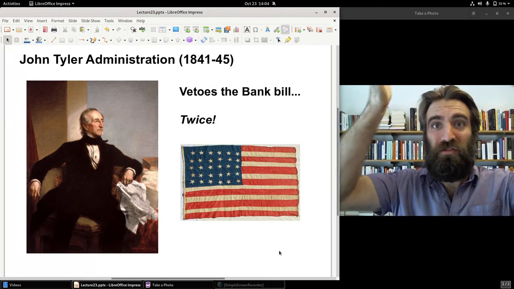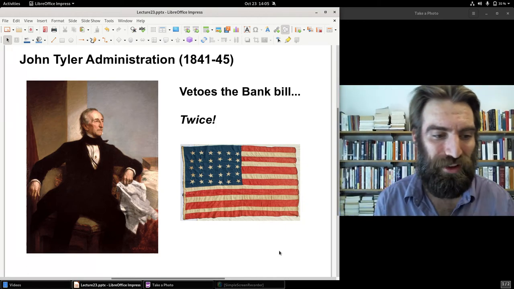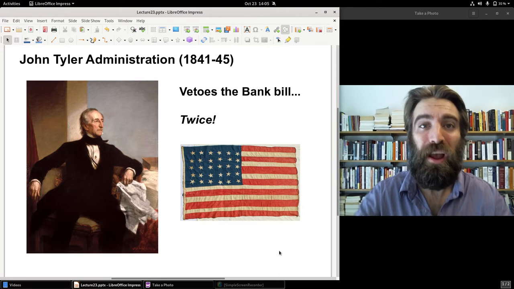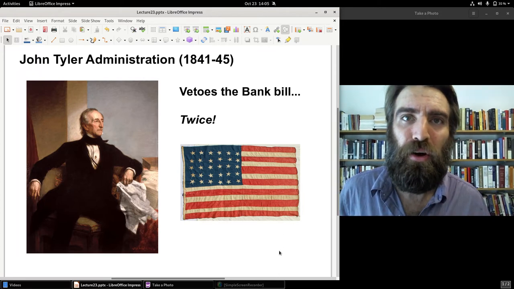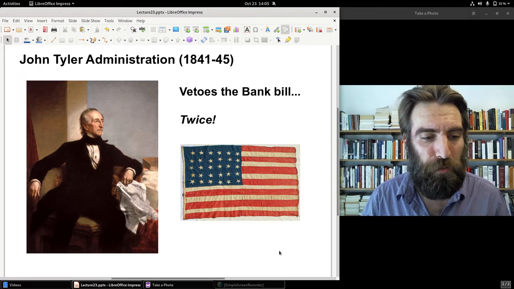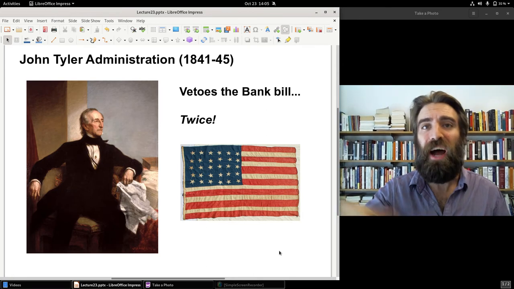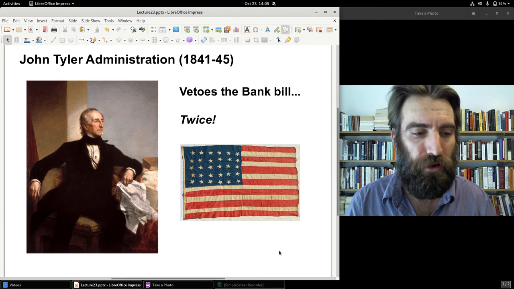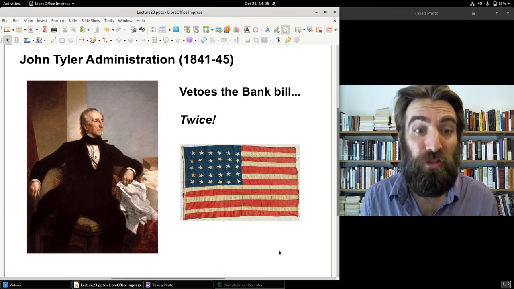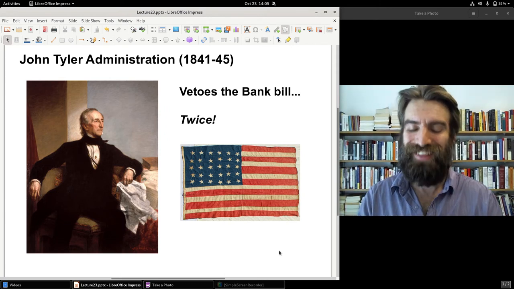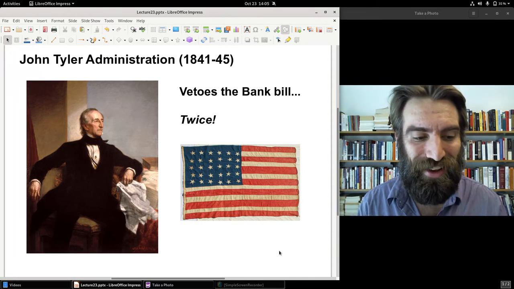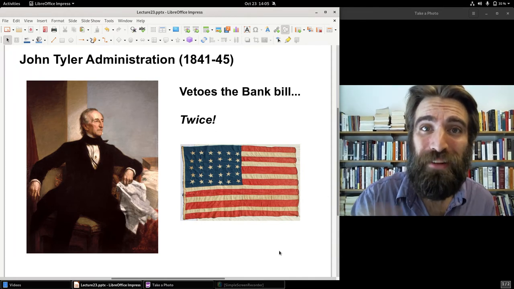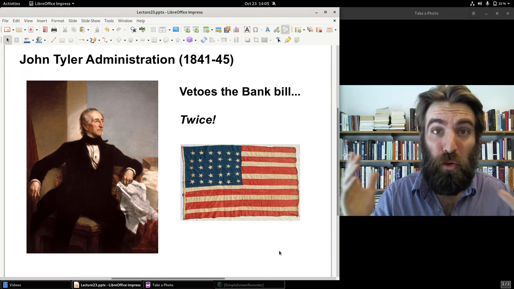Clay is just tearing out his hair. Cannot believe it. The Whig Party formally expelled John Tyler from their party. His entire cabinet, with the exception of Daniel Webster, who figured, oh, I might as well stay along and try to influence them, resigned in protest. Can't believe this. The whole cabinet resigned. There was an attempt in the House of Representatives, led by the Whigs, to impeach him.